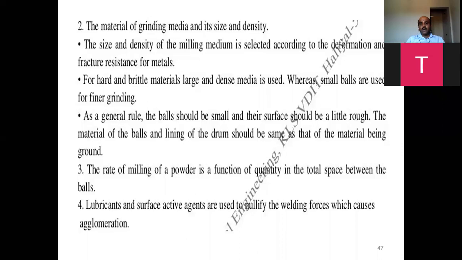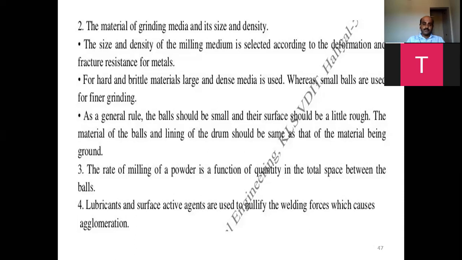The milling media, the hard balls, should be selected according to the deformation and the fracture resistance of the metal. So which type of material powder are you making? What is its fracture resistance and what is its deformation? That will be considered while you are selecting the milling media, meaning the balls. For hard and brittle materials, large and dense media is used, whereas small balls are used for finer powder.